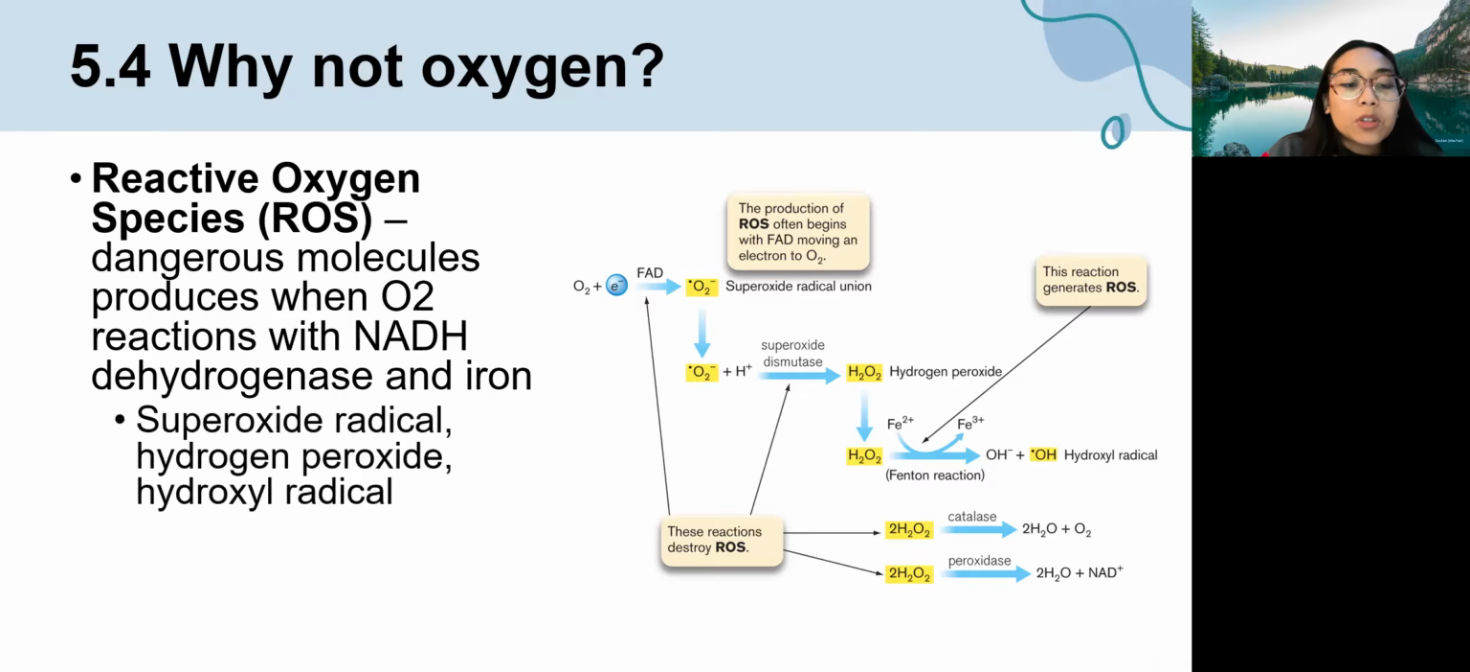So some examples are a superoxide radical, which is this. Okay, so it's O2 minus with a little dot. I believe my OChem is, it's been a while, but I think the dot is like an extra electron or something.